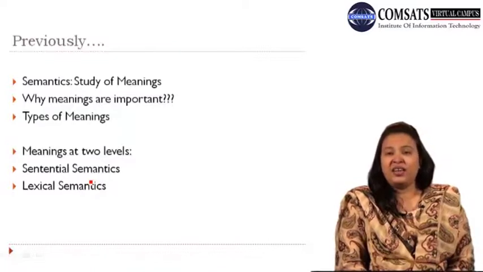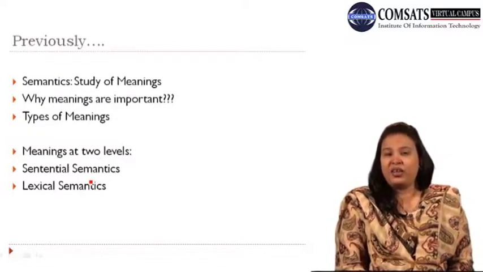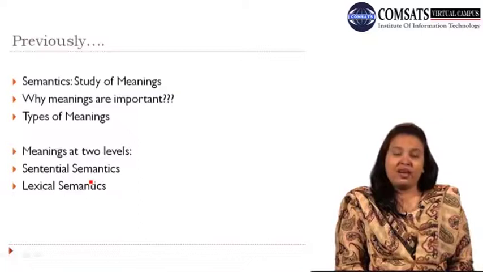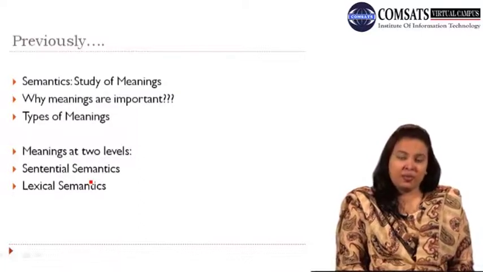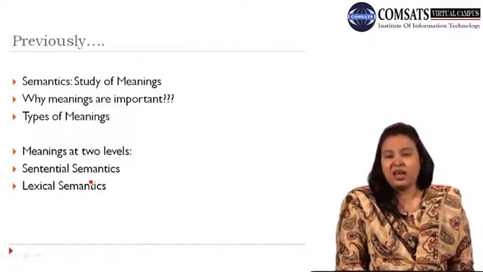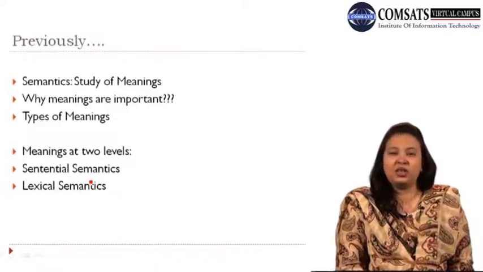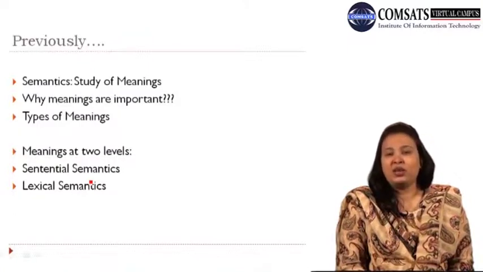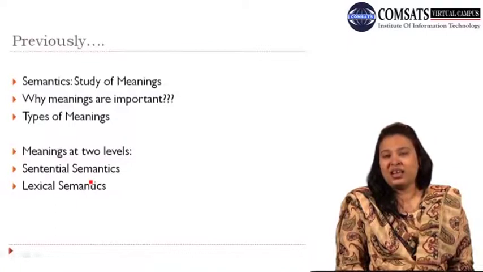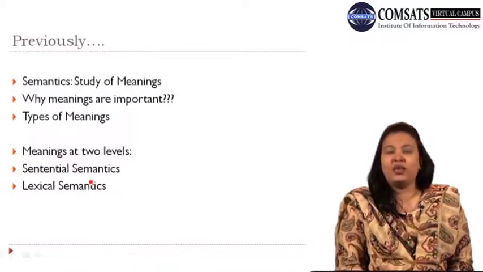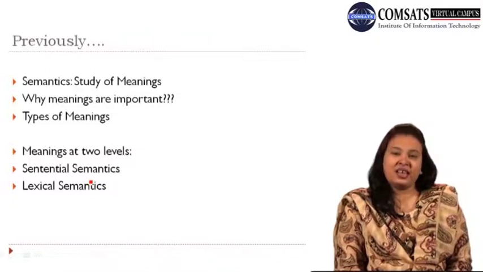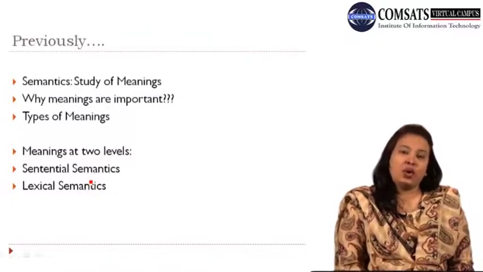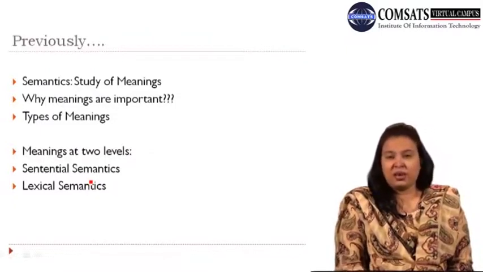But then we started an important area where we could divide meanings at two levels: meanings with respect to words and meanings with respect to larger units than words, which are phrases and sentences. With respect to words, it is called lexical semantics, and with respect to sentences and phrases, it is known as sentential semantics.